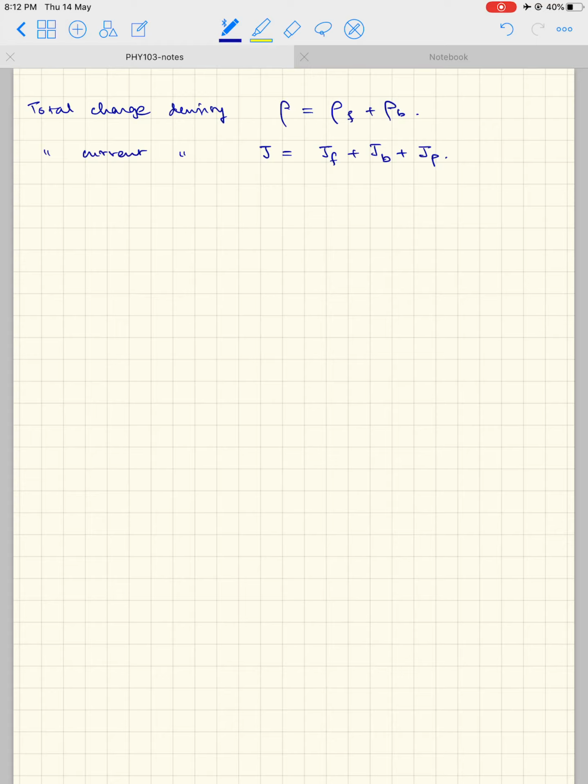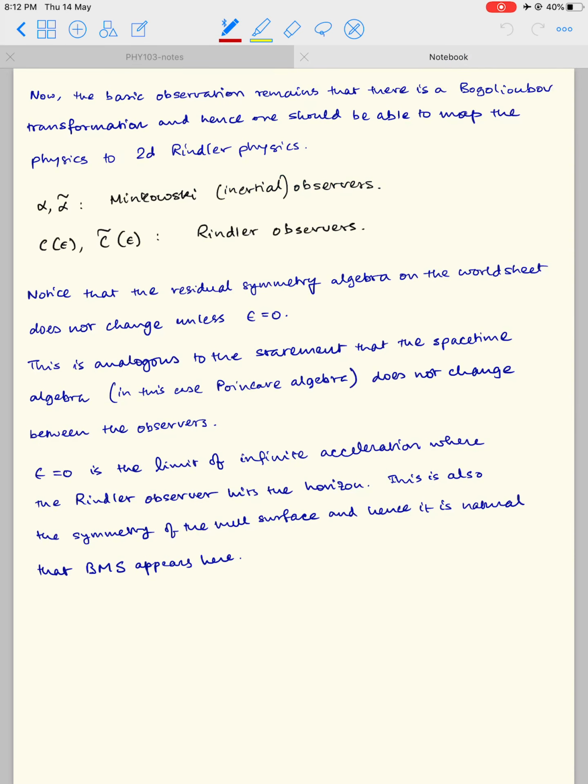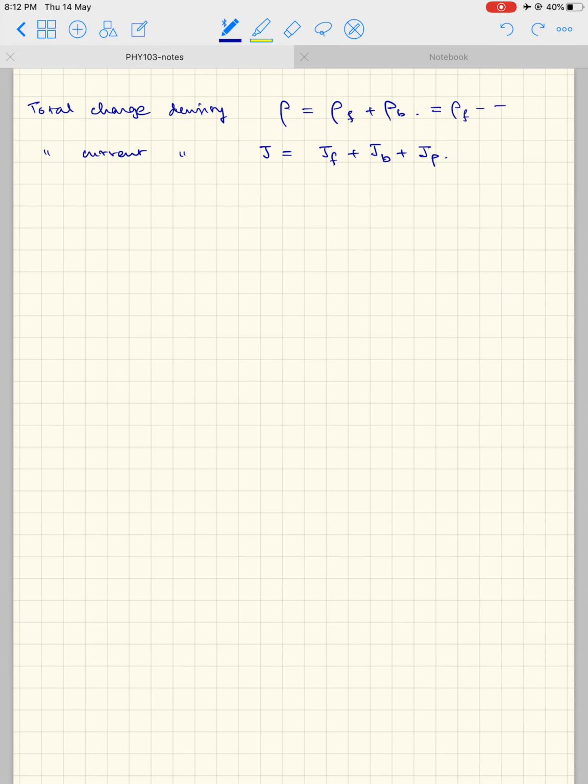So from the equation above, we know what rho bound is, so we are going to write this as minus del dot P, and this is J free plus J bound, which is del cross M. And lastly, we have, sorry, these are all vectors, JP, which is nothing but del P del T. Okay.